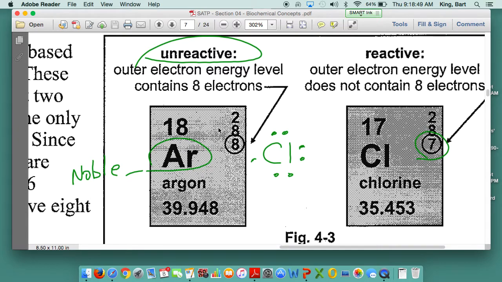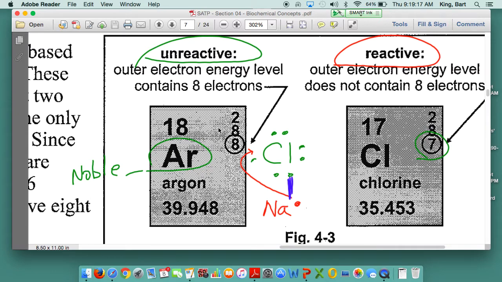Sodium has 1. Sodium is very reactive with chlorine. It's going to give 1, form a bond between these two, and become a compound called sodium chloride, aka table salt, and time's up.